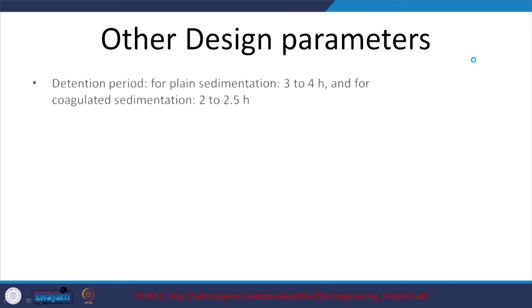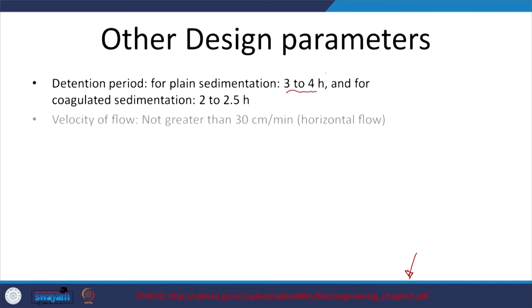What other design parameters? This is from the CPHEEO manual. They give more generic information, but we looked at the basics, and because we are in India and need to be aware of what is happening here, we will also look at this aspect. Detention period, again 3 to 4 hours. For plain sedimentation, more time. For coagulated sedimentation, this. But again, we are not going to use only these thumb rules. We actually have to calculate, and then you can look at the relevant thumb rules.